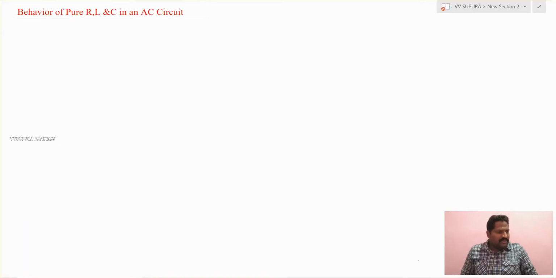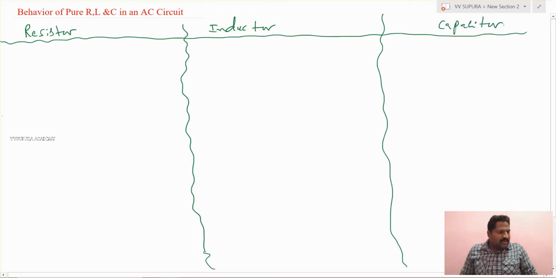The first one is resistor. The first point, for a sinusoidal waveform, I can represent like this, and if we give a pure resistor to this, it will be pure resistance. Pure means there is no other element added in the circuit, that's all.